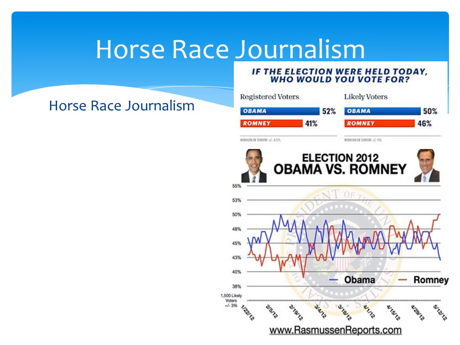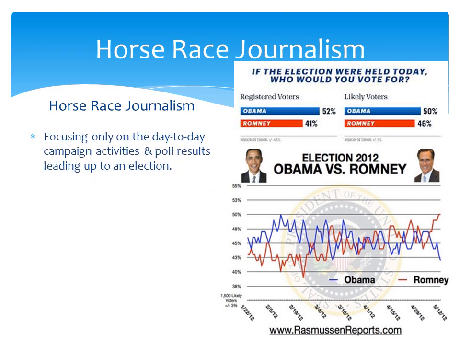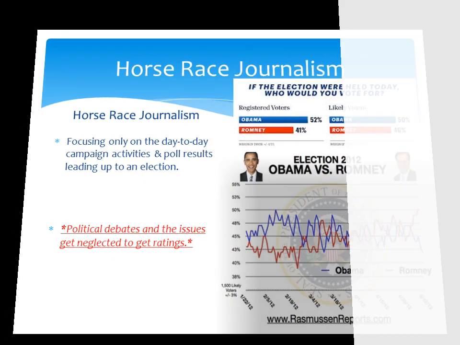This type of candidate-centered coverage has led to a different breed of journalism when it comes to election time. It is now called horse race journalism because the media tends to focus only on the day-to-day campaign activities and where the two candidates are traveling, as well as who is ahead in the polls each time. This type of coverage makes it more about a competition and less about the issues, which tends to be good for the ratings, but not so good for political knowledge.